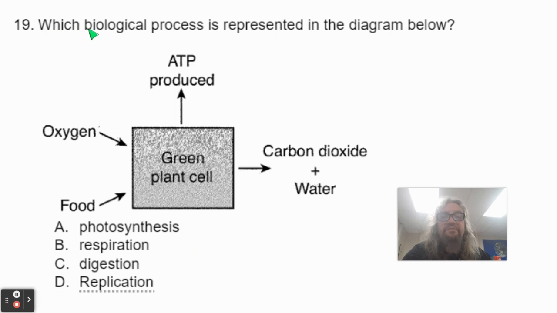Number 19, which biological process is represented in this diagram? So you've got a green plant cell, you've got oxygen and food coming in, ATP coming out, carbon dioxide and water coming out. Is this A, photosynthesis, B, respiration, C, digestion, or D, replication?